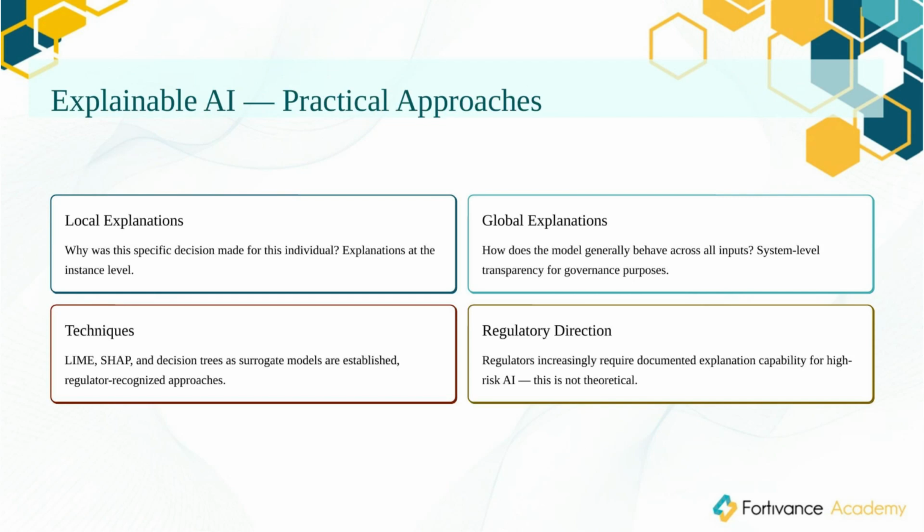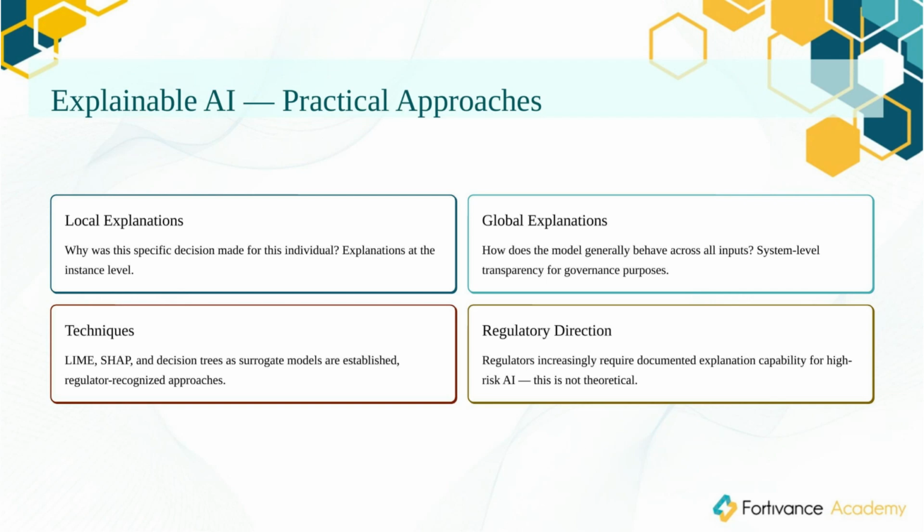When I talk to data science teams about explainability, I often encounter a specific tension. They want to use complex models, deep neural networks, ensemble methods, gradient boosting, because they deliver the best predictive performance. But complex models are also the hardest to explain. The tension between accuracy and explainability is real, and governance requires you to make an explicit, documented decision about how you navigate it.